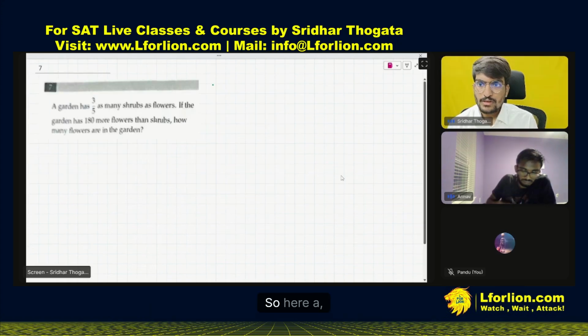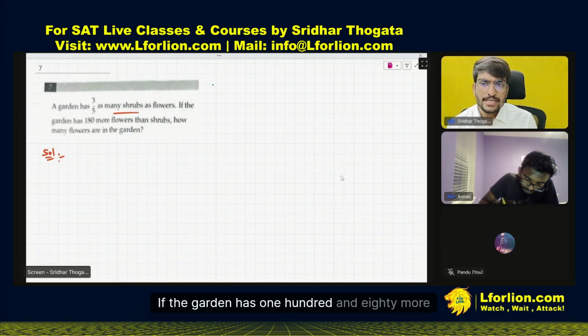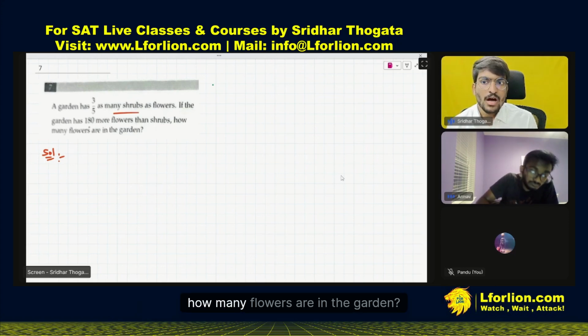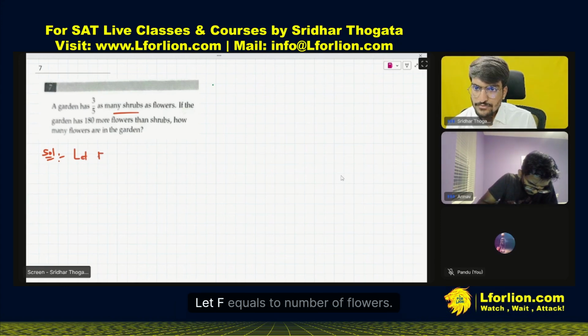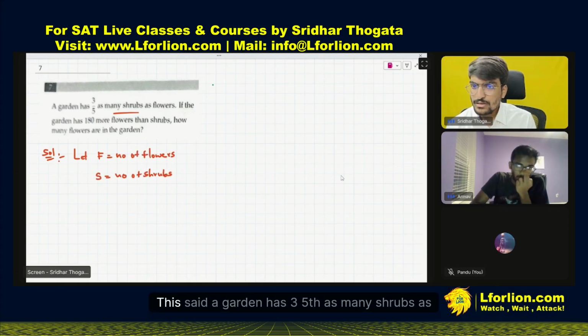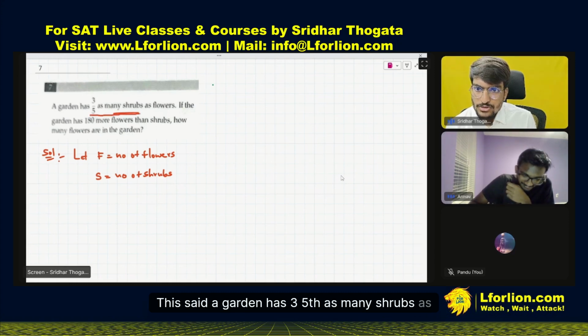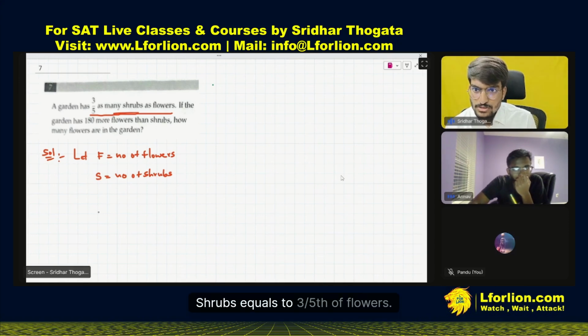Now it's done. So here, a garden has 3/5 as many shrubs as flowers. If the garden has 180 more flowers than shrubs, how many flowers are in the garden? That's the question. Let F equal the number of flowers, S equal the number of shrubs. This says a garden has 3/5 as many shrubs as flowers. What does this mean? Shrubs equals 3/5 of flowers.